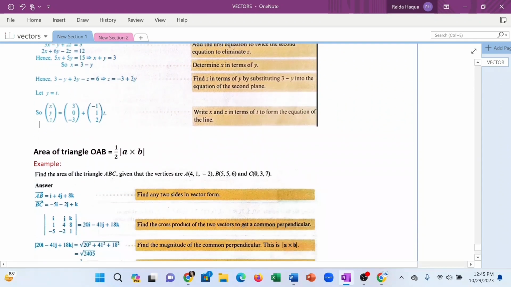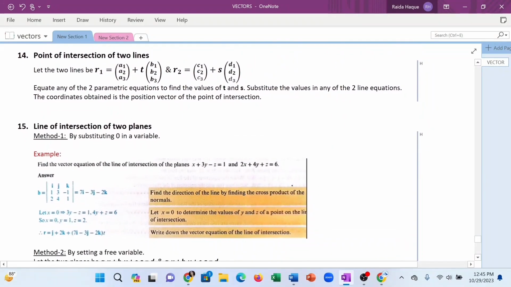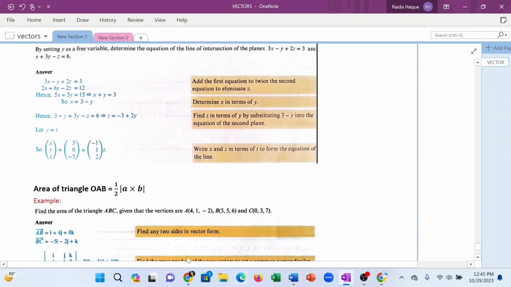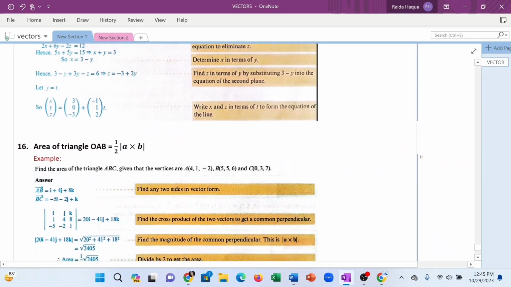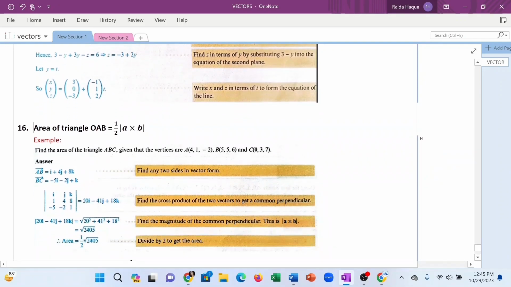Now what we need to find is the area of a triangle. So this is actually something that we have done before. To find the area of a triangle, we have the triangle OAB. So the area will be the direction vector of A cross product the direction vector of B, and then you will find the magnitude of it and you will divide it by 2. Very simple. So let's get started with the sum. Just remember the formula and plug it in.